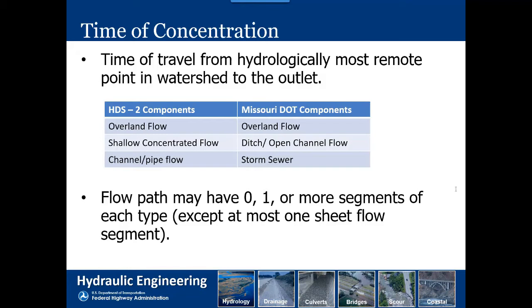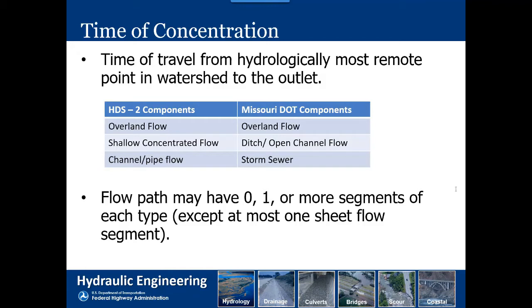And then we have channel and pipe flow. So there are 3 different components. Now you could have all of these components, or 1 or more of each component, or you might have just pipe flow. It just depends. You have to look at your drainage area and figure that out.